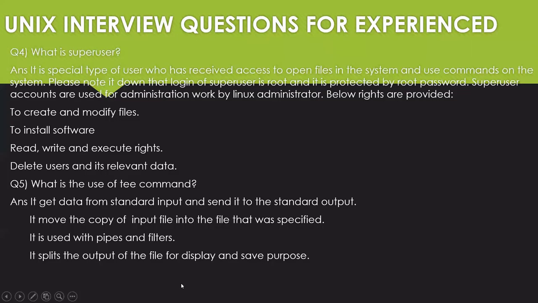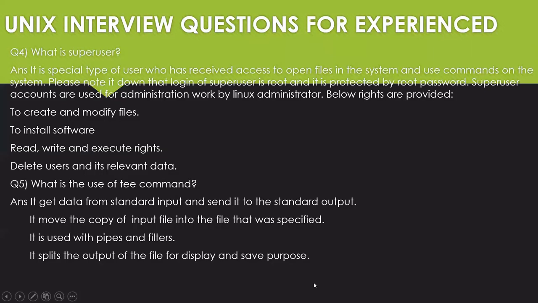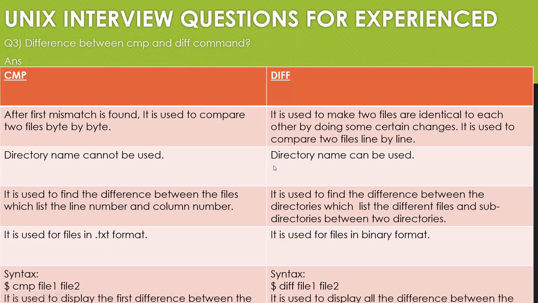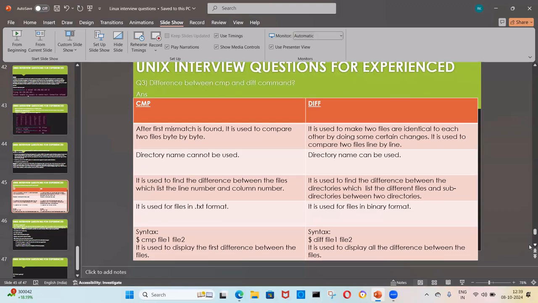Okay, so in the previous slide it might not be properly visible, so I will just repeat it. CMP is used to display the first difference between the files. DIFF is used to display all the differences between the files. Okay, so have you clearly seen? So we are just moving on.